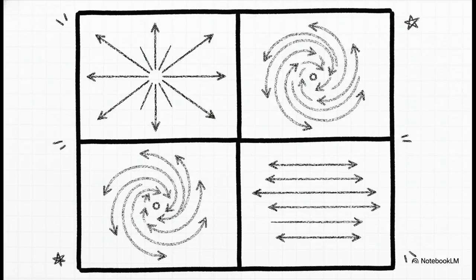And that's the key takeaway right there. A field can have both divergence and curl. It can have just one of them, or it can have neither. They are completely independent properties that describe different behaviors happening at every single point in that invisible landscape.